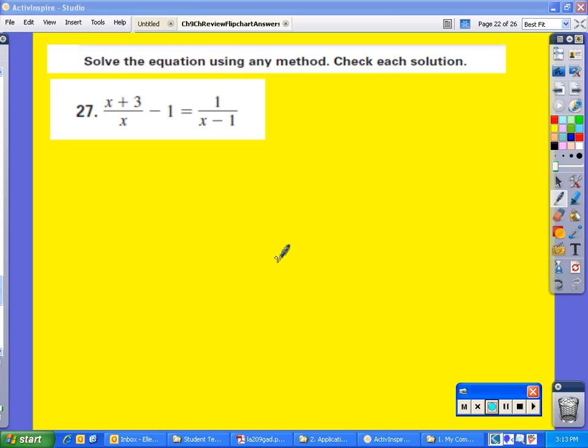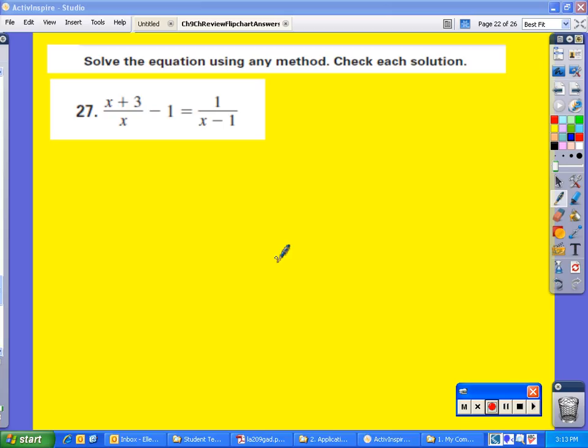On number 27, we have an equation, but we don't just have two terms, so we can't solve by cross multiplication. What we're going to do instead is multiply through by an LCD to make sure that all of our denominators disappear and we get rid of our fractions. Then our equation will be much simpler to solve.